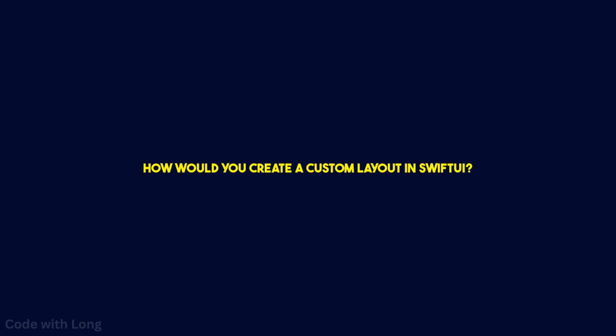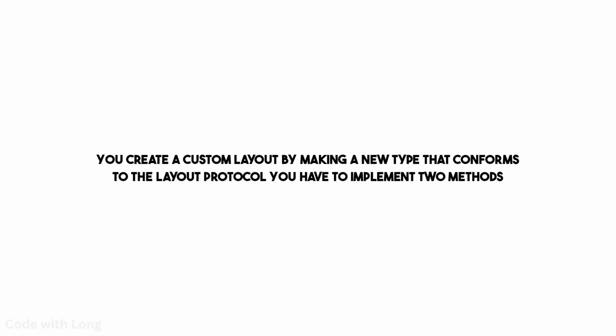How would you create a custom layout in SwiftUI? You create a custom layout by making a new type that conforms to the Layout protocol. You have to implement two methods. One to tell SwiftUI your layout's total size, and another to tell SwiftUI exactly where to place each child view.